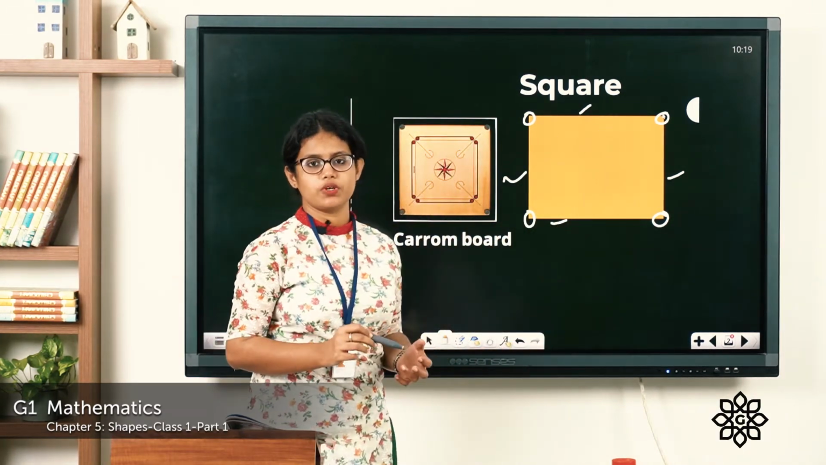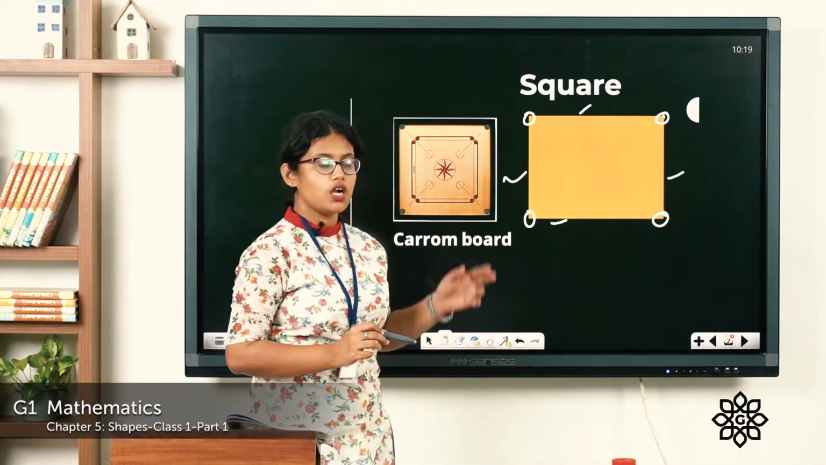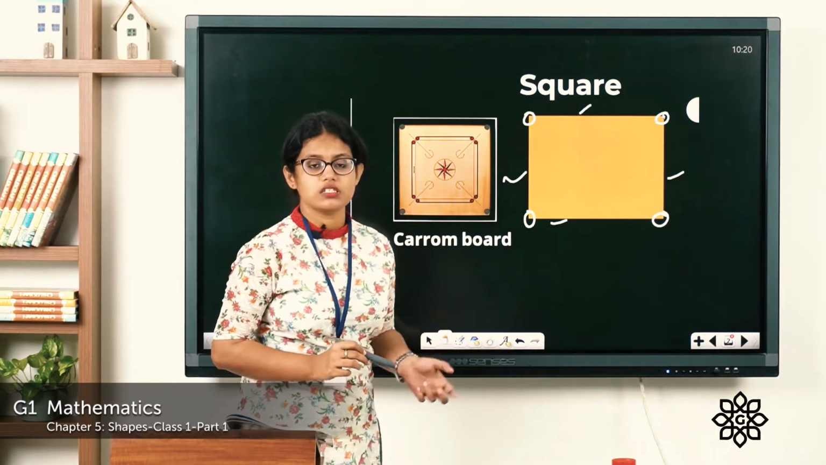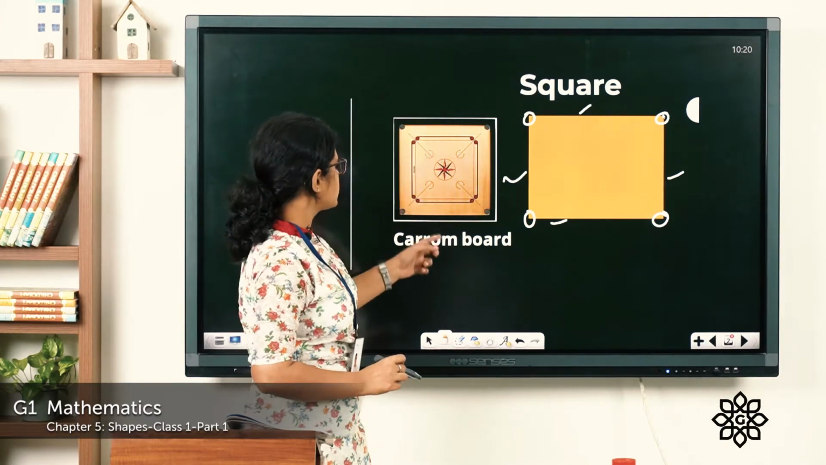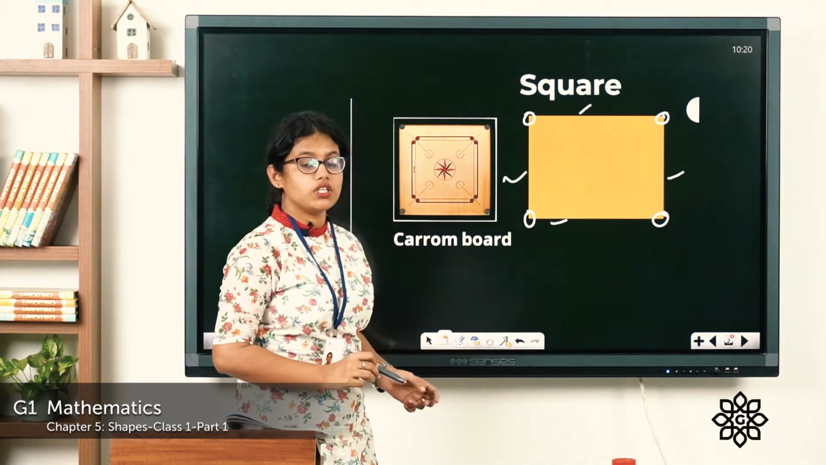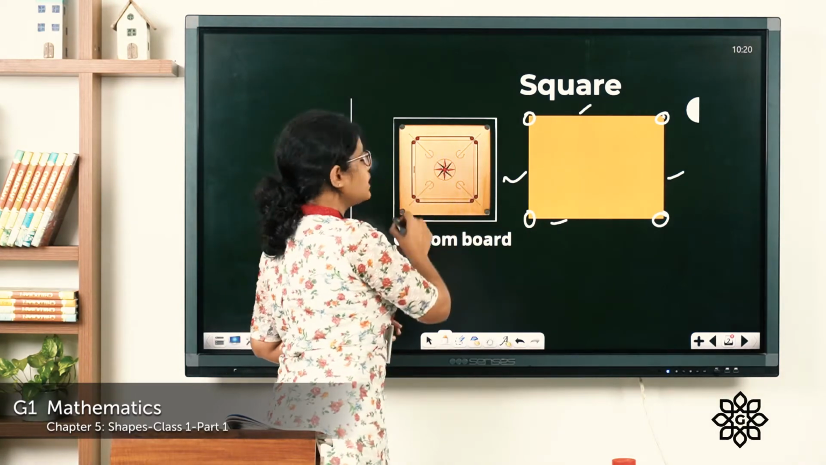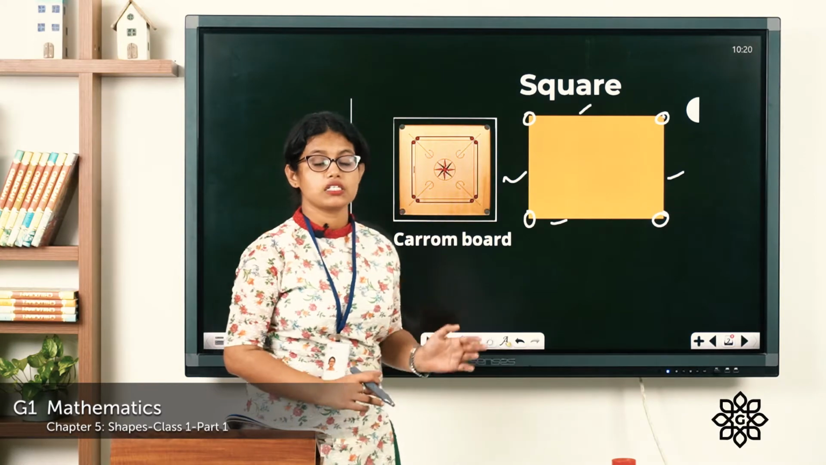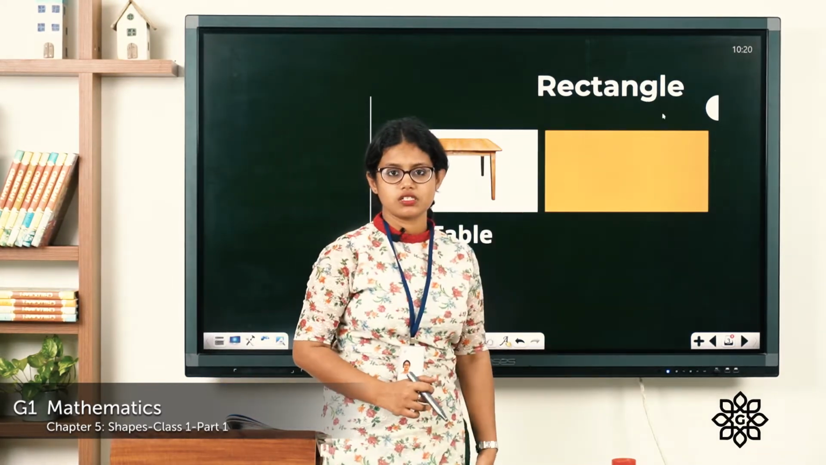And what example can we say for the square shape? What about this carom board? What shape is this? This is a square shape. You can see four sides, 1, 2, 3, 4. And you can see four corners, 1, 2, 3, 4. So you can see four equal sides. So that is a square.